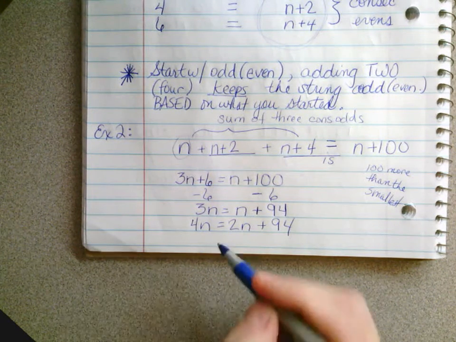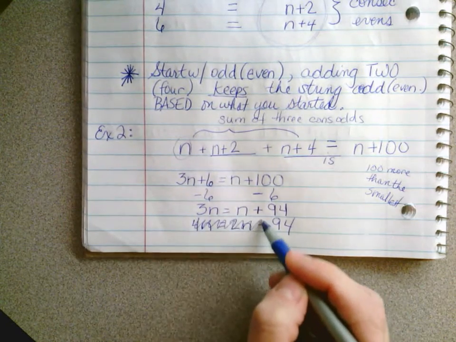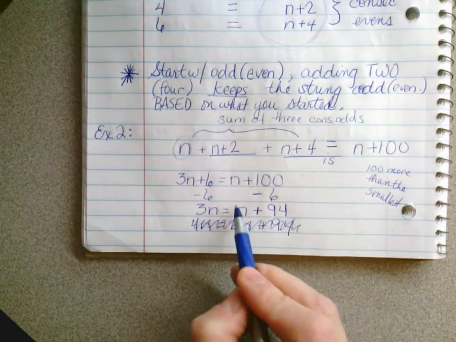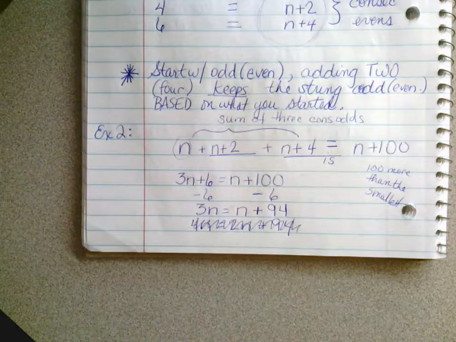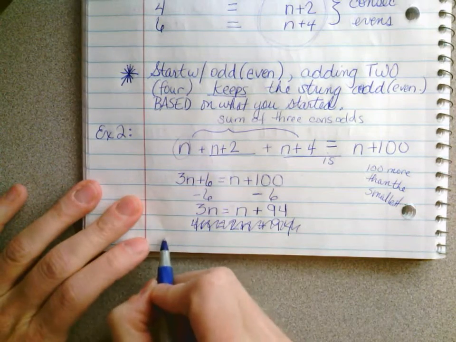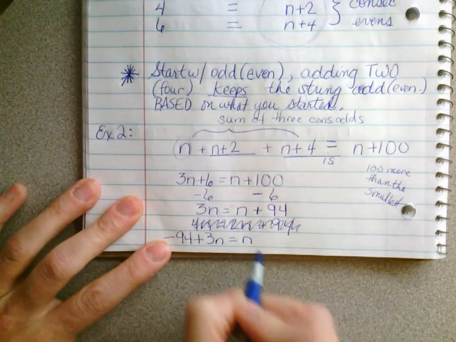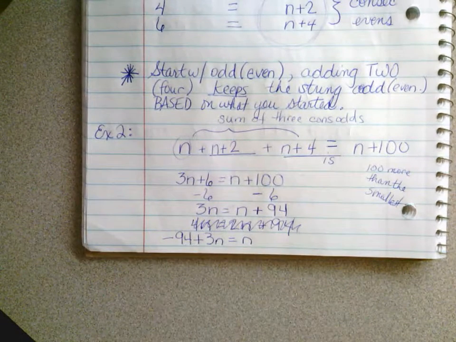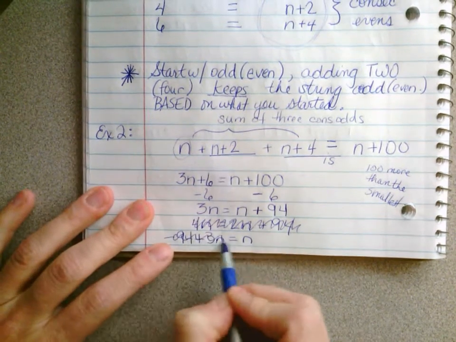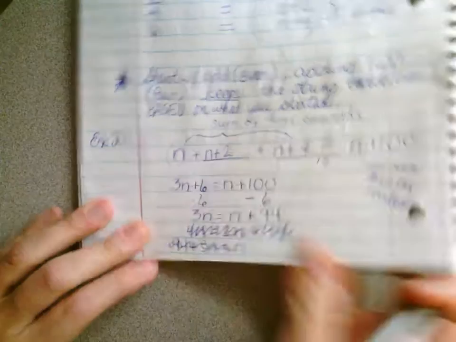What can I do so that I have variables only on one side? This one's positive. Say again? Where are you going to move it? Okay, so then you have negative 94 plus 3n equals n. Still don't have an answer. Still don't have an answer. Here, I'll go to the next side. 3n equals n plus 94.